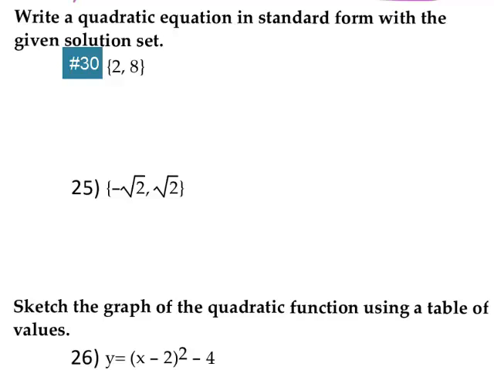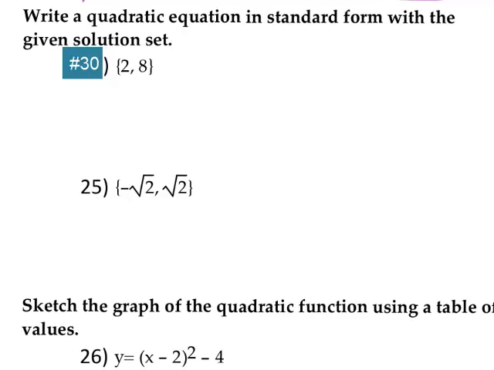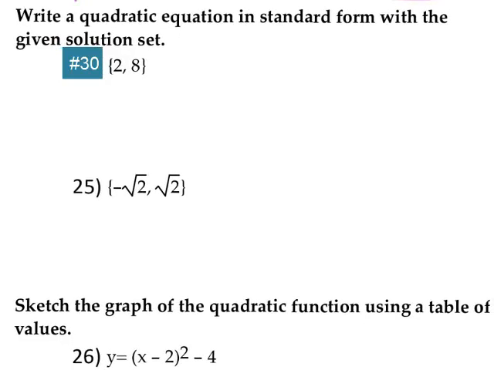Alright, we want to, on 24 and 25, write a quadratic equation in standard form with the given solution set. So they're telling us these are the answers to some quadratic equation. We want to find that quadratic equation. So what we're going to do is put these in as factors, but we're going to put them in with the opposite sign. So this is x minus 2, x minus 8. We're going to FOIL this out, and then that's what our answer is going to be.